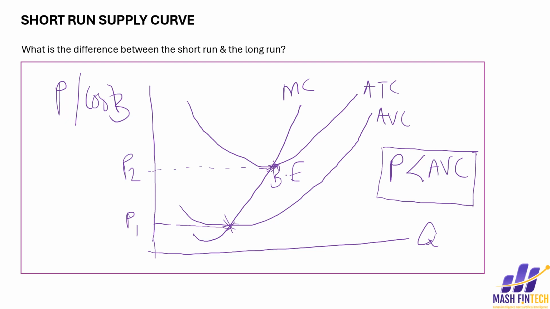If the firm is shutting down below P1, what it therefore means is that any point from P1 going up becomes the supply curve of the firm in the short run. So any point on the marginal cost curve above P1 becomes the short run supply curve for the firm. So this is the short run supply. All right. So make sure you understand this and know how to draw this.